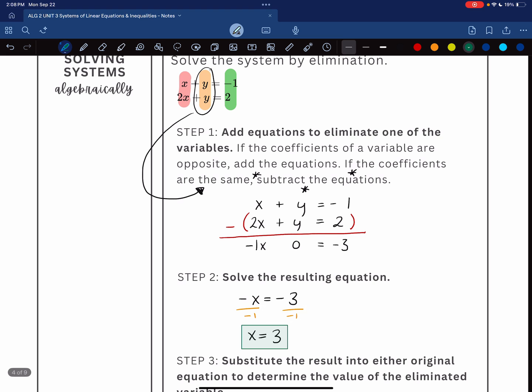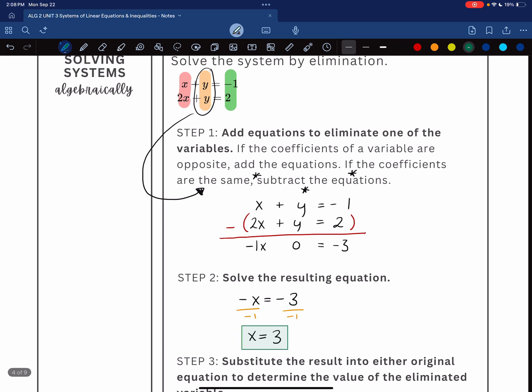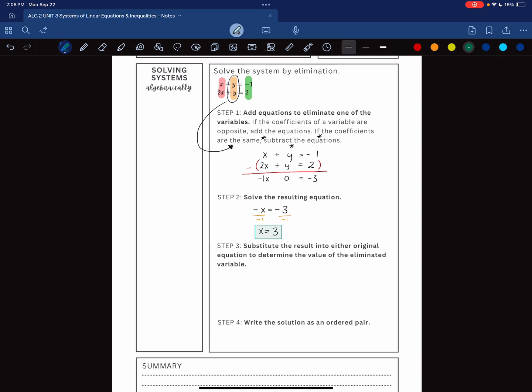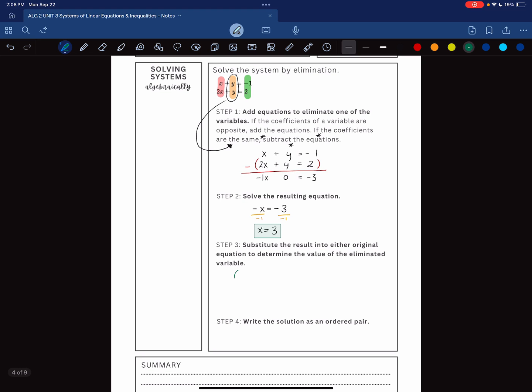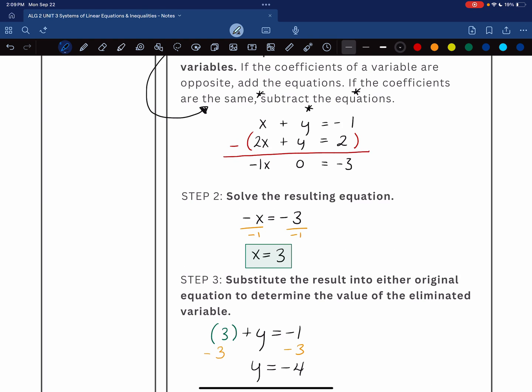Let's see, which of the original is easier? I would say the first equation is a little bit easier. So that's going to be to take and plug in 3 and then add to that y, and it should equal -1. So what do I need to do on each side here? If I'm trying to solve, I'm going to need to subtract 3 on each side, and that's going to give us y equals -4. Now we're ready to write our equation as an ordered pair.